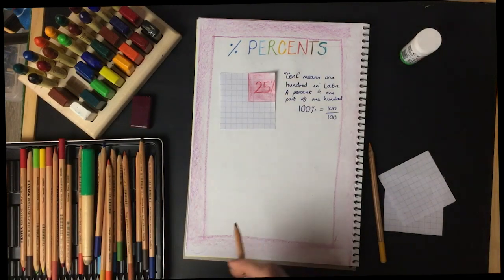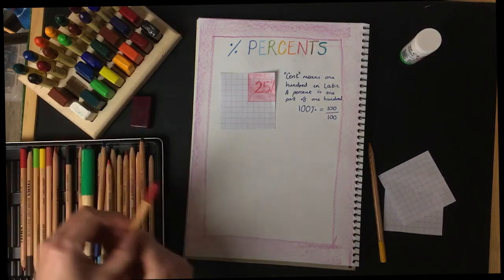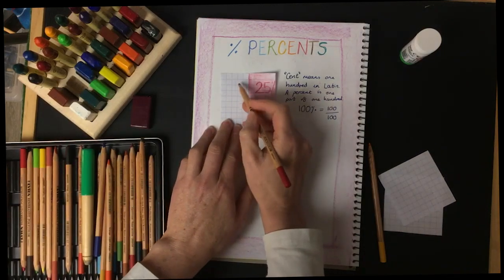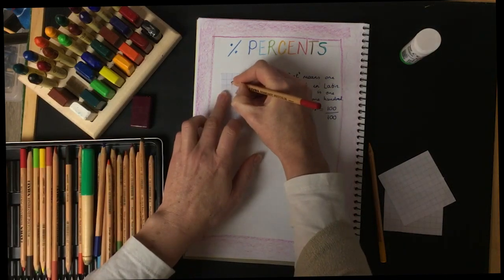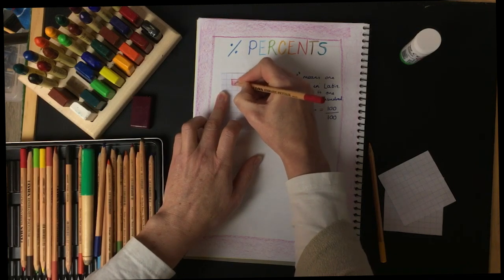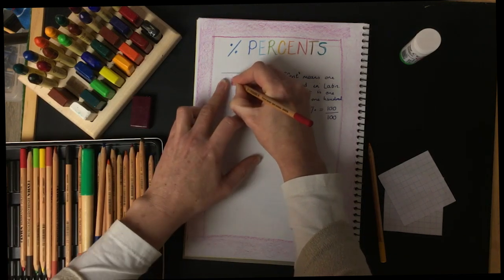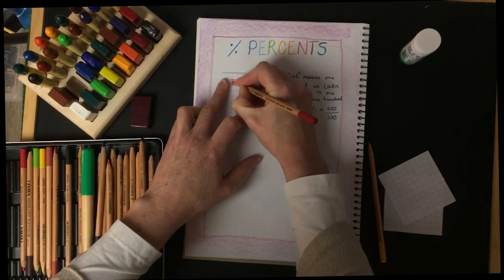You see? If I wanted to do 1%, let's do that in a different color. 1%, what do you think, how many blocks would that be? It would only be 1. So let me do 1% here. I'll color that in. And I'm going to write there, 1%.